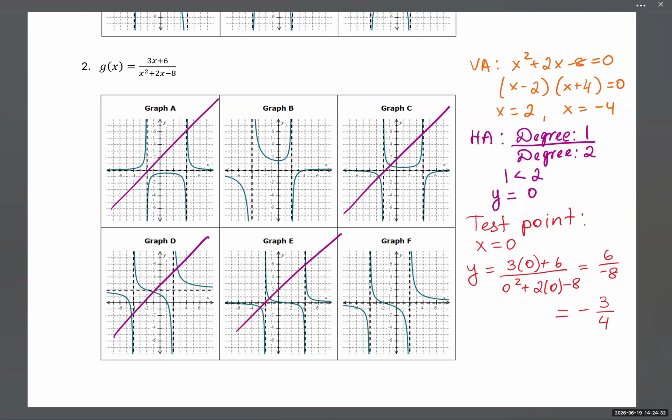So if you look at graph B, the y-intercept is positive, so graph B will not work. Let's make sure that graph F works, and it does: negative and very close to negative 1. So it is graph F for this function.